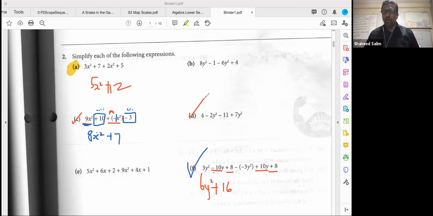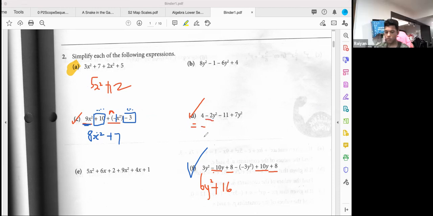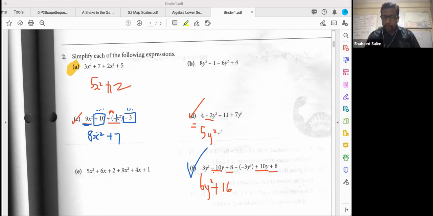You can rearrange them, no problem. But remember, the sign in front belongs to the number. 5y, that means 5y squared, correct? Minus 7.